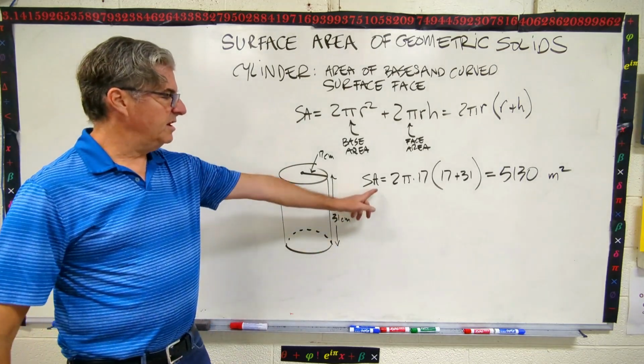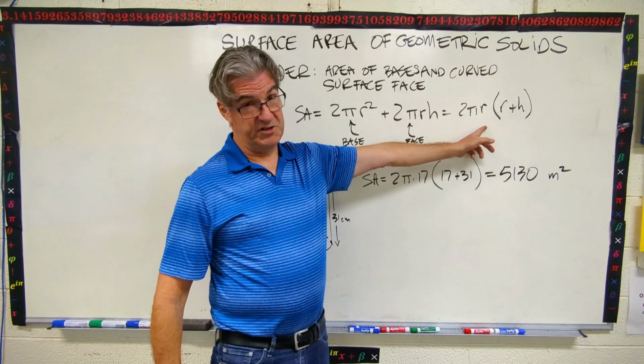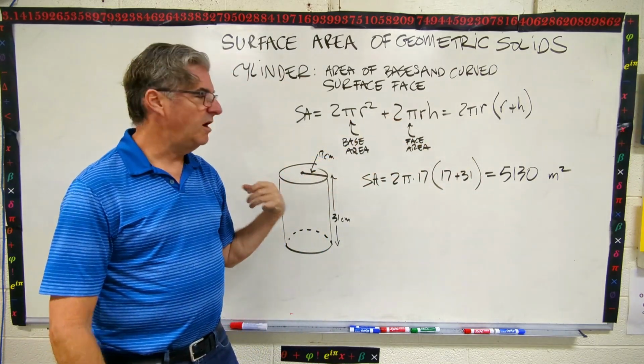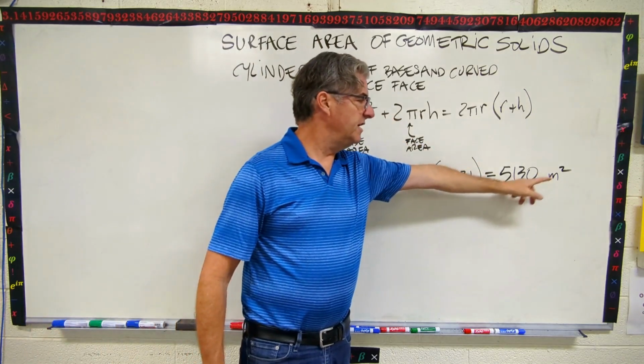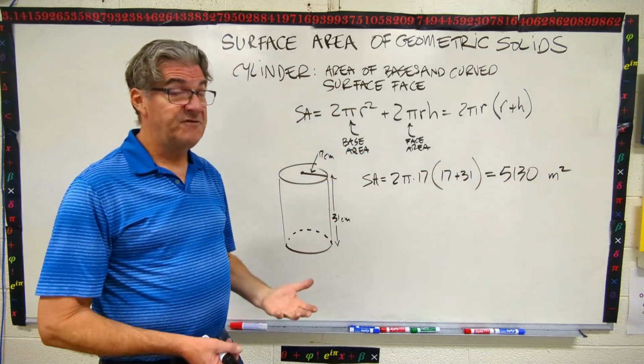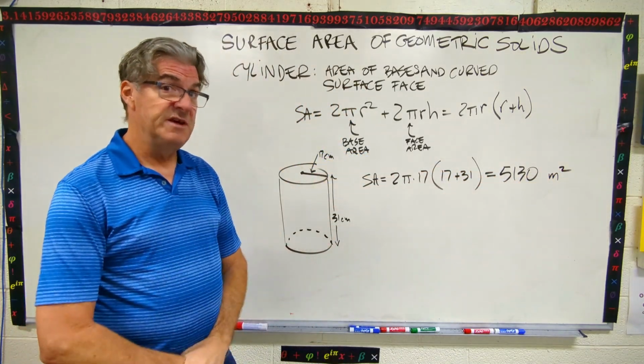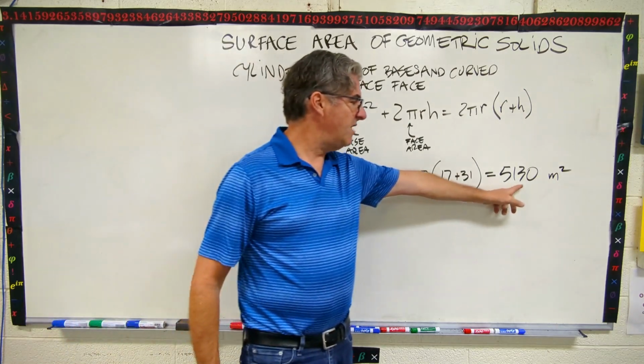All right, so I did my plug-in step using my preferred version. Don't worry, you can use that one if you like as well. And I get 5130 meters squared. Now I actually got 5127, but remember IB is 3 sig figs, so you have to round that 27 up to 30.